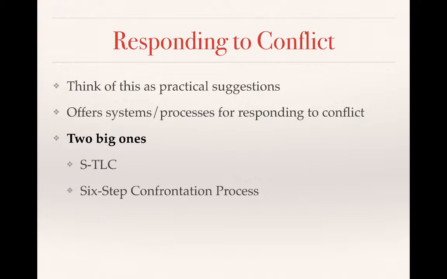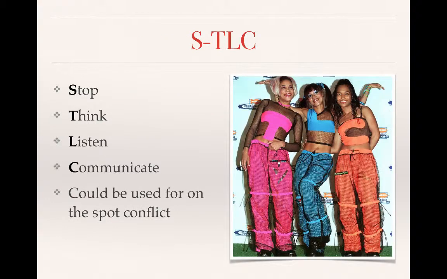I think that's a good way to think about this, and what this chapter does is it really looks at maybe systems or processes that we can use to respond to conflict. The 2 big ones are STLC and the 6-step confrontation process. We'll talk about those. So for STLC, it really does just break down into stop, think, listen, communicate. And you could use this for on-the-spot conflict. What I mean by that is maybe something that took you by surprise, or when you realize that you're engaged in conflict and need to figure out what to do.